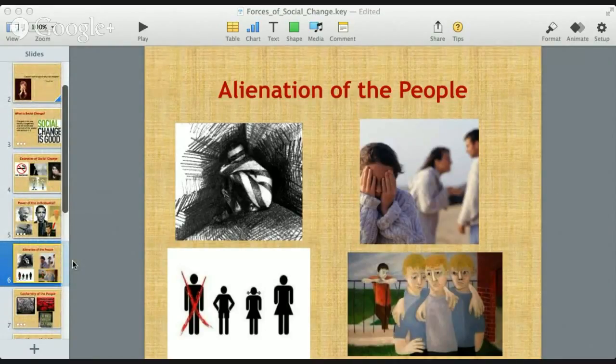And one of the problems I want to look at today is when we do have these forces of social change, what are some of the backlashes of social change? Because not all social change is good. And this first one I want to take a look at is alienation of the people. Basically, the first guy to really understand alienation in terms of modernization was the sociologist we looked at earlier, Emil Durkheim.